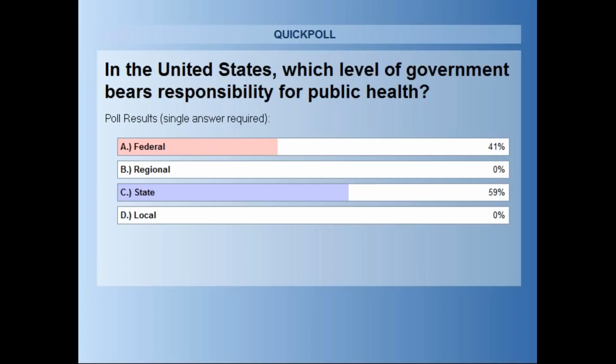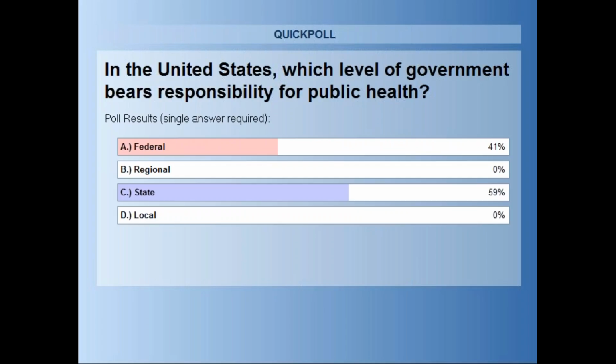All right, good. So 59% of you either knew this already or were listening to me when I talked about this before. In the United States, states are the level that actually has the authority and the responsibility for public health. I'm not going to tell you why, because there's another question that relates to this, but there is a huge role for the feds.